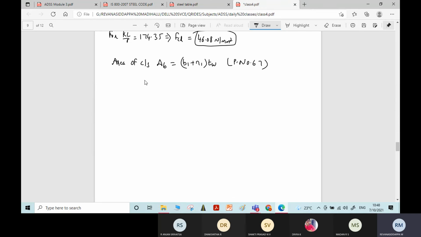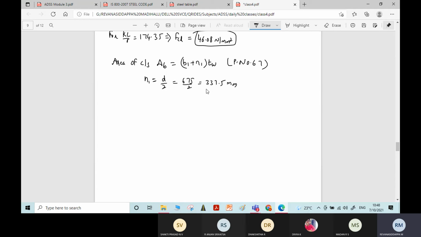What is N1? N1 is the distribution of the shear force along the web at middle span of the web. It will distribute at 45 degrees. Therefore, this N1 should be taken as half of the overall depth, that is D by 2, that is 675 divided by 2. How much will you get? 337.5 mm.